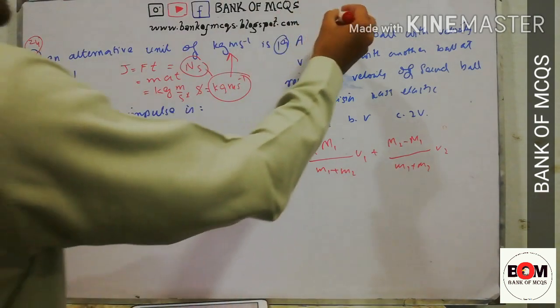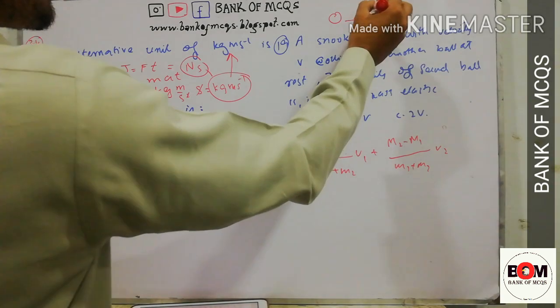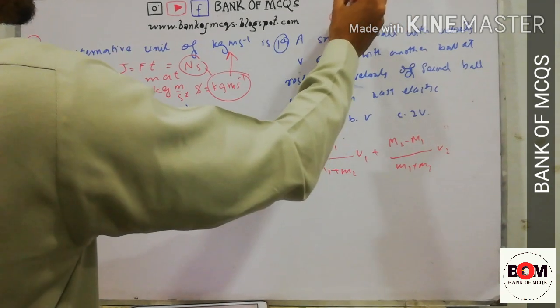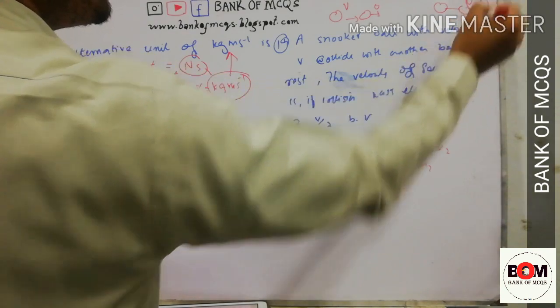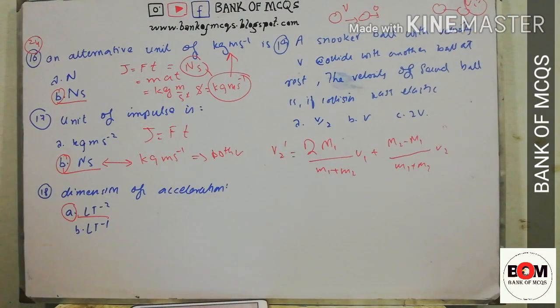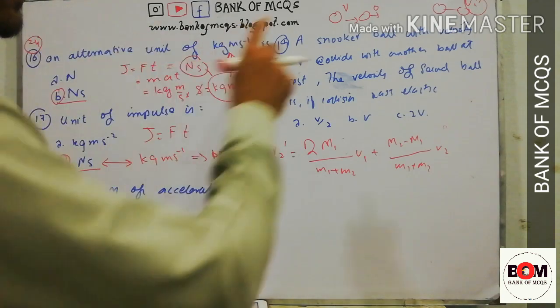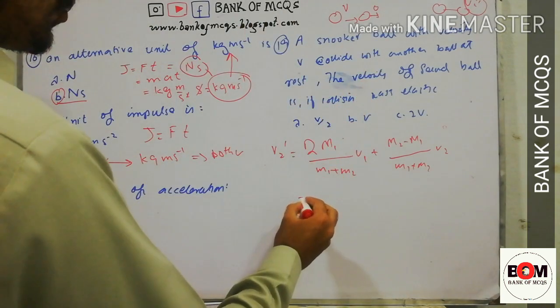So in this case, a ball collides with another ball whose velocity was 0, and this velocity was v, and we were asked to find v2 dash. So this was v2 dash. So v2 dash is equal to 2 m1. Both balls have the same mass.